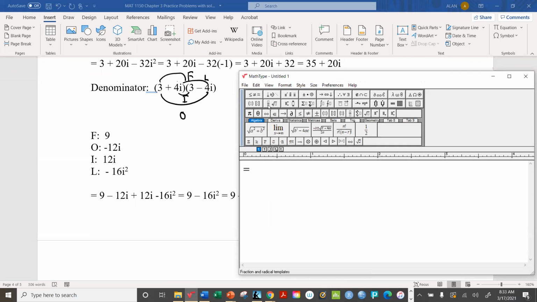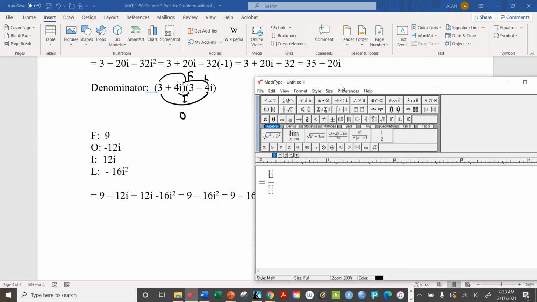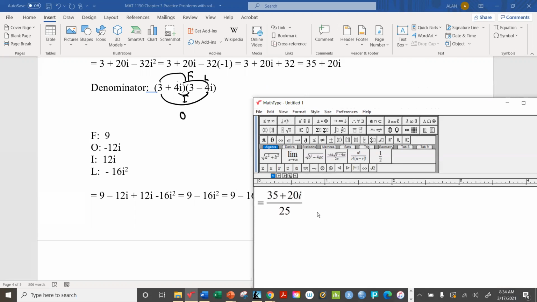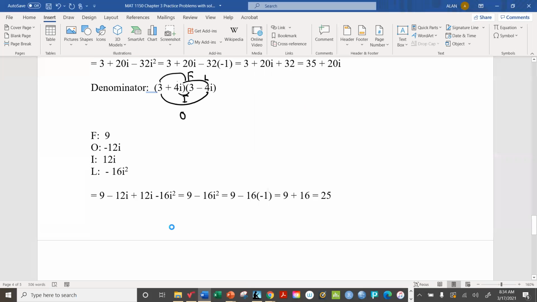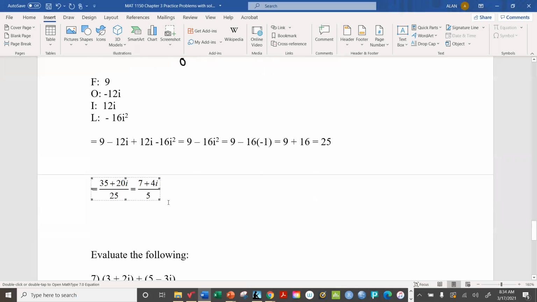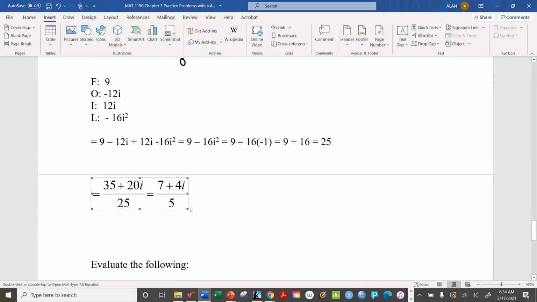So we've gotten in the numerator 35 plus 20i. In the denominator, we had 25. Now, the reason why this is interesting is because these are all multiples of 5. So you can take it one more step. And this is as simple as it's going to get. This is the final result. There's nothing you can do to make this any simpler. So that is considered to be the final answer.